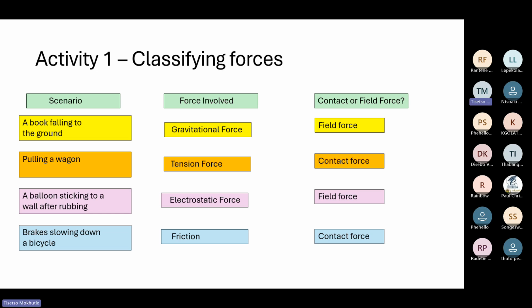Now you can always also categorize them as contact or field forces. Gravitational, tension, electrostatic, and friction. Let's just look. Okay, the gravitational force, therefore it is a field force. The tension force is a contact force. The electrostatic force, it is the field force. The friction is a contact force. Contact force means the force that is applied is in contact with the object on which the force is being applied.